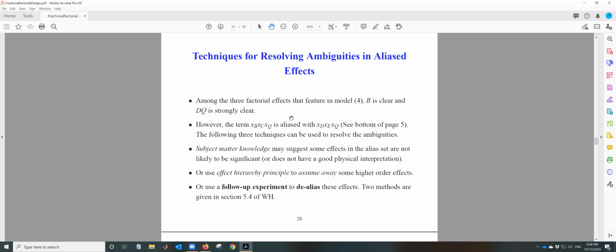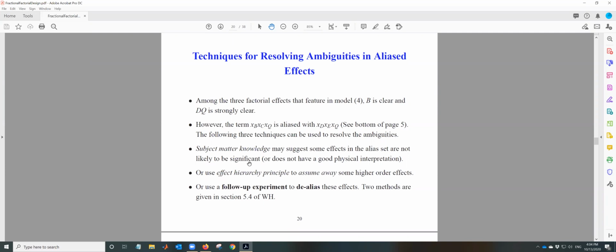Now, technique for resolving ambiguity. Obviously, we have ambiguity, but how do you resolve ambiguity? For example, B is clear, DEQ is strongly clear. However, BCQ is aliased with DEQ. But BCQ is significant in the previous one when we used them in the modeling. But is the real effect from BCQ or DEQ? So we can use the following 3 techniques to resolve the ambiguity.